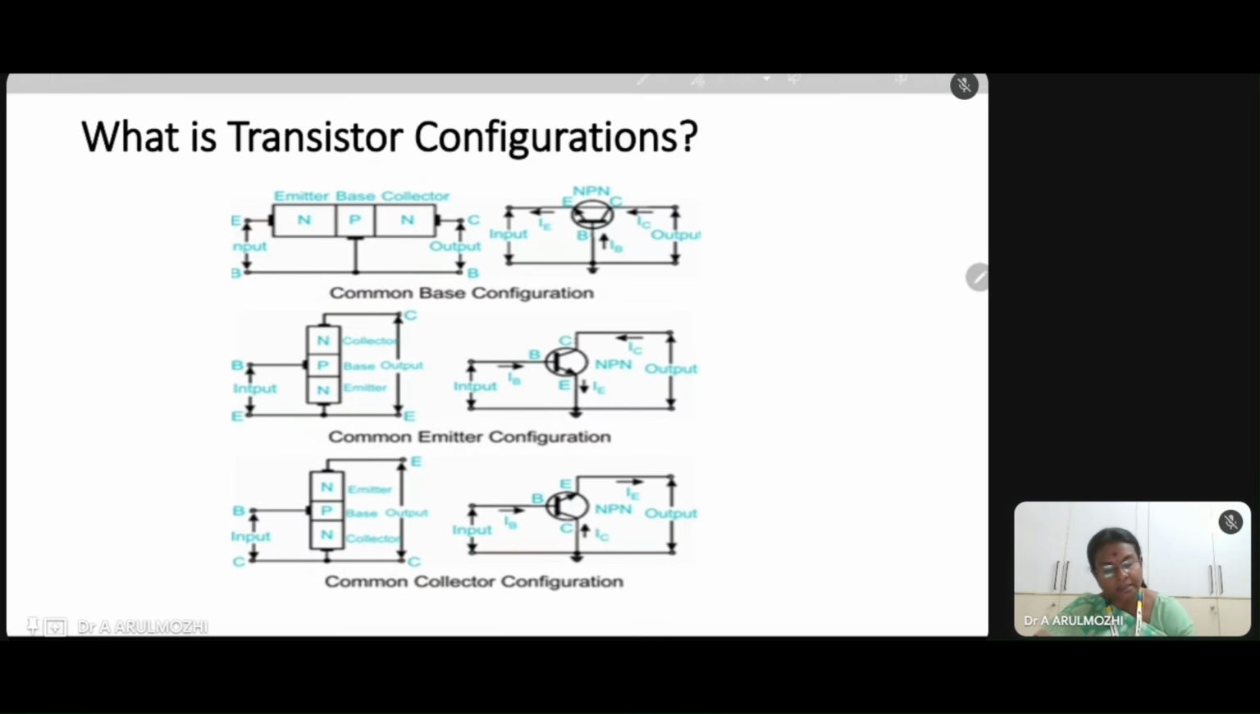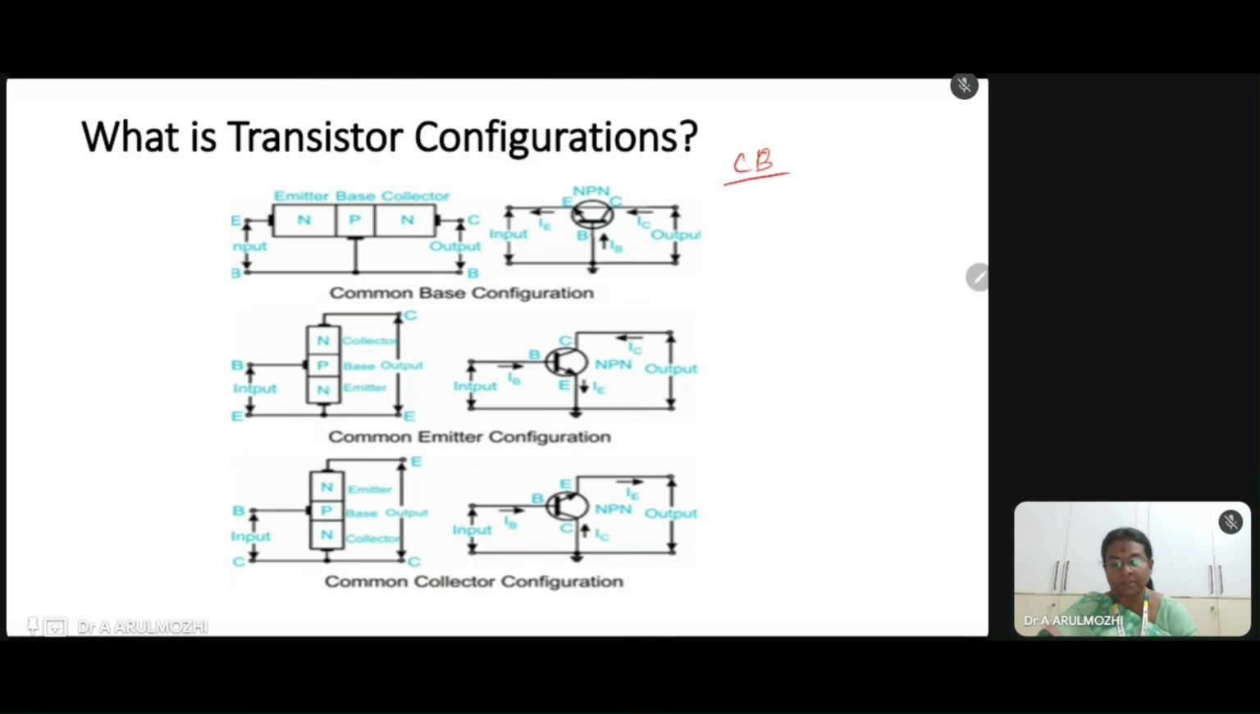So this common base can be used to get high voltage gain, low input impedance, and no current gain. From this CB we can get these characteristics: high voltage gain, low input impedance, and no current gain.